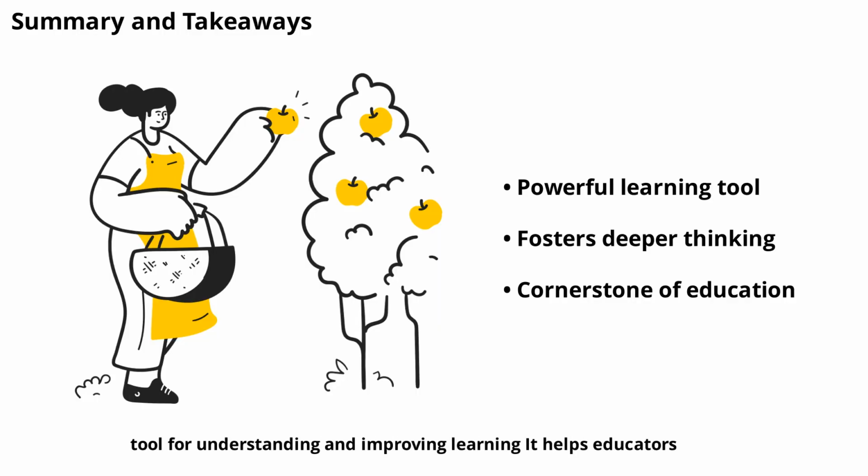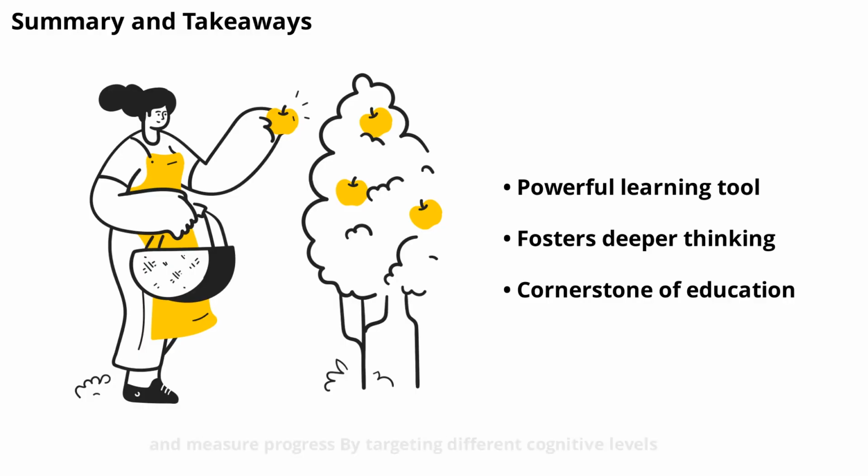It helps educators, students, and parents structure their approach, set goals, and measure progress. By targeting different cognitive levels, we can foster deeper thinking, creativity, and lifelong learning. Whether in the classroom or beyond, Bloom's taxonomy remains a cornerstone of effective education.